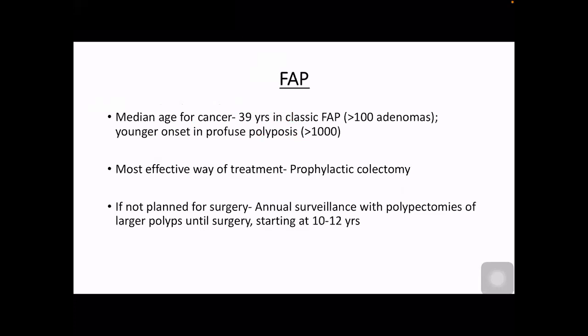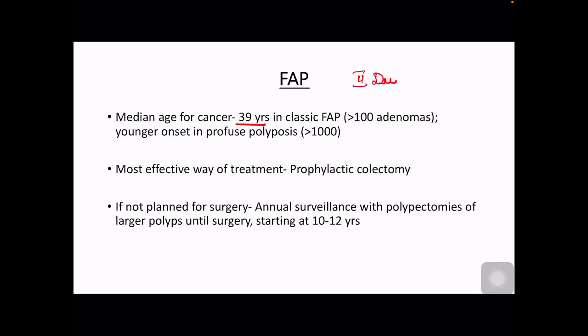So when does cancer start in familial adenomatous polyposis? The median age of cancer is 39 years. See, this is the median age for cancer onset, 39 years. But what is the age for polyp onset? The polyp usually starts in the second decade of life.